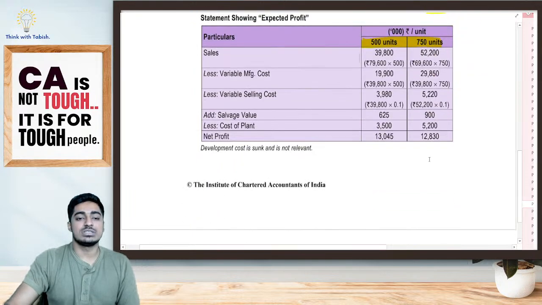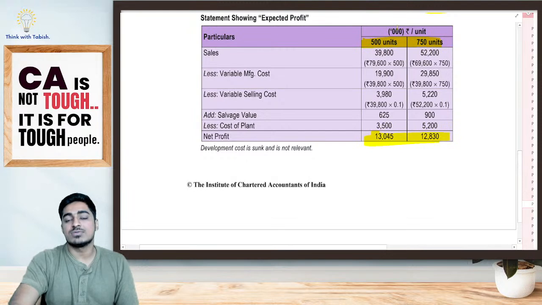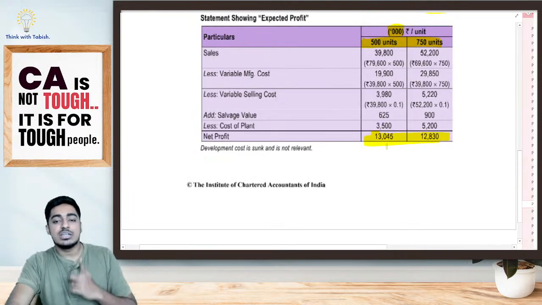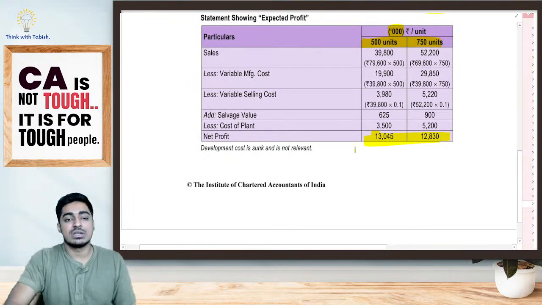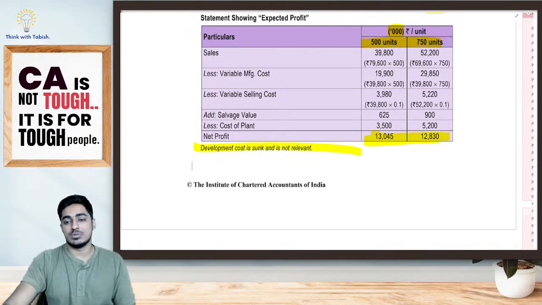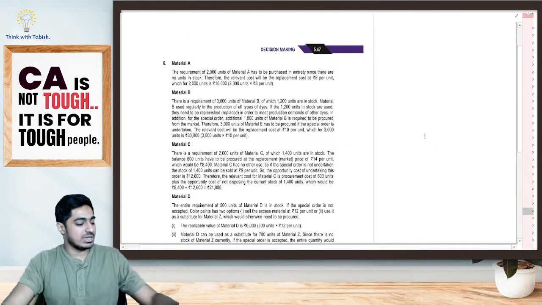At two different points, they have calculated the net profit. They have calculated in terms of thousands; we have calculated directly in terms of rupees. Yes, the answer is same: 1 crore 30 lakh 45,000, 1 crore 28 lakh 30,000. Development cost is sunk and is going to be irrelevant for decision making.